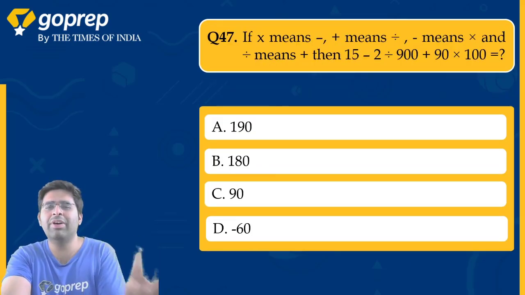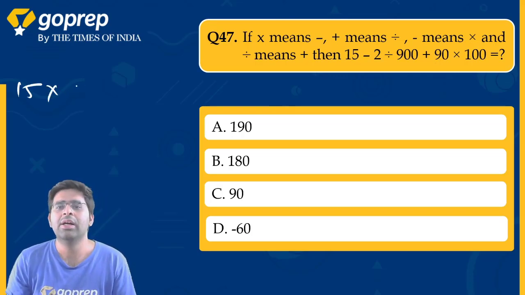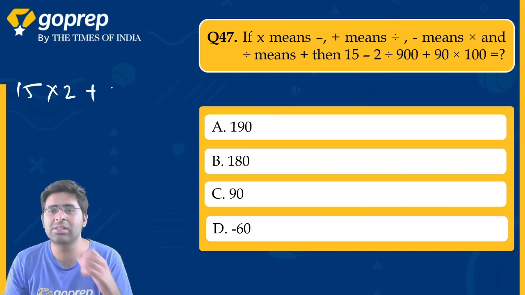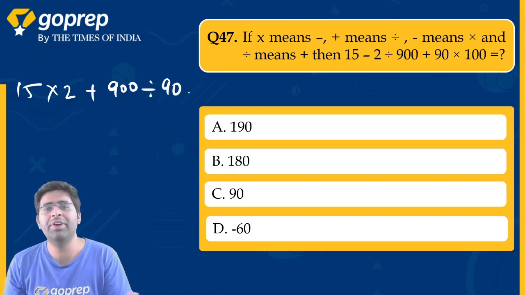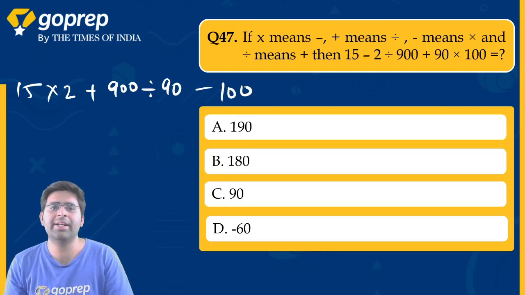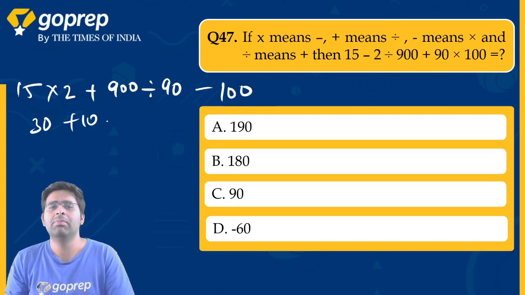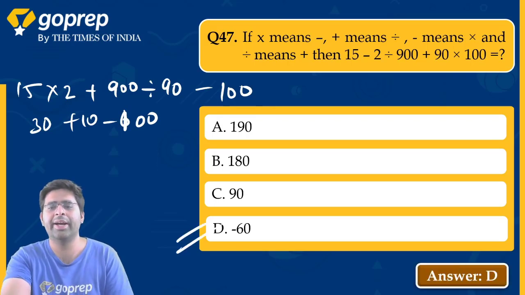Next, इसका मतलब ये, इसका मतलब वैल्यूज पुट करनी है. 15 माइनस का मतलब क्या है, माइनस का मतलब है मल्टीप्लाई. डिवाइड का मतलब क्या है, मल्टीप्लाई बाय 2. डिवाइड का मतलब है प्लस 900, प्लस का मतलब है डिवाइड बाय 90. और फिर फाइनली मल्टीप्लाई का मतलब हमारे पास आ जाएगा multiply means minus, so we'll get minus 100. 15 into 2 30, 30 plus 900 by 90, that's 10, minus 100. So 40 minus 100, that's minus 60. D minus 60 is the right answer.